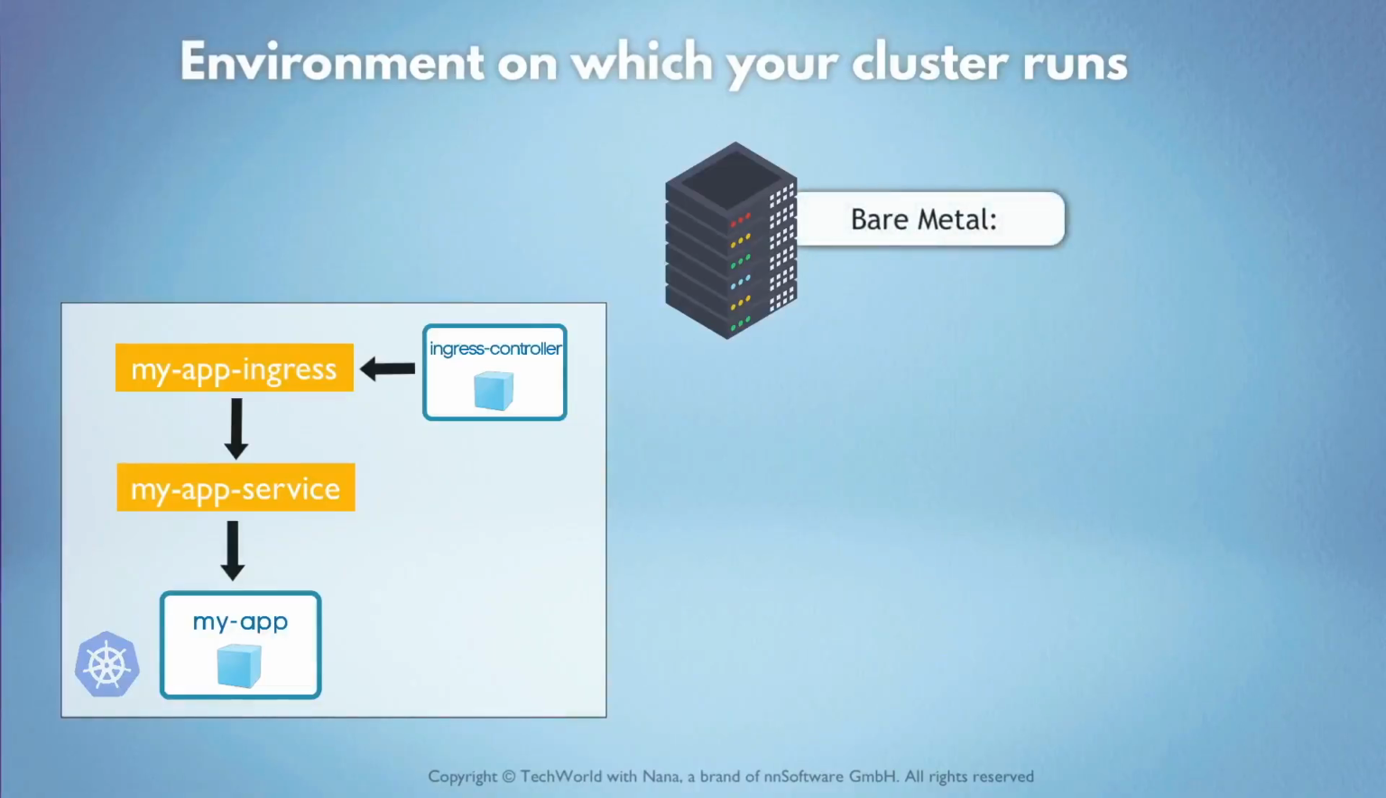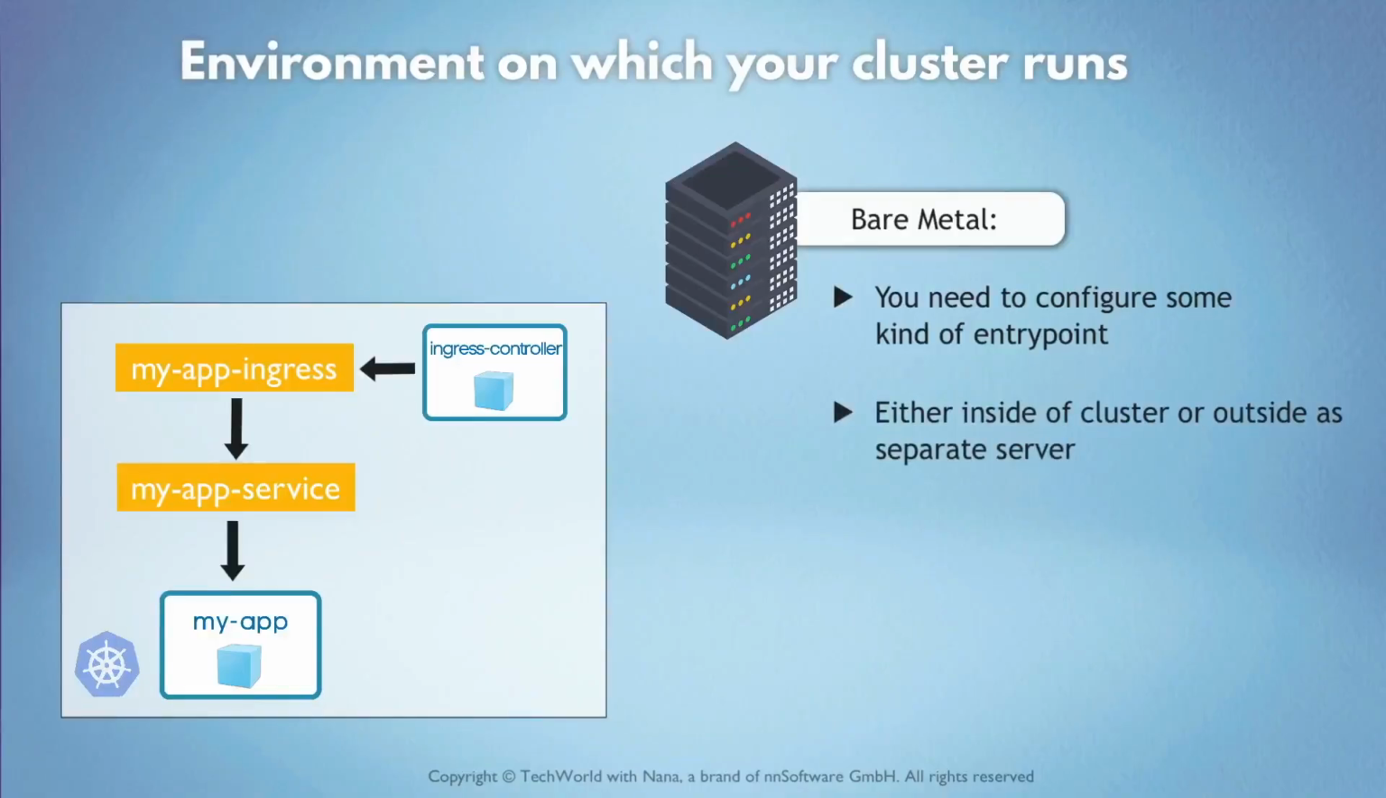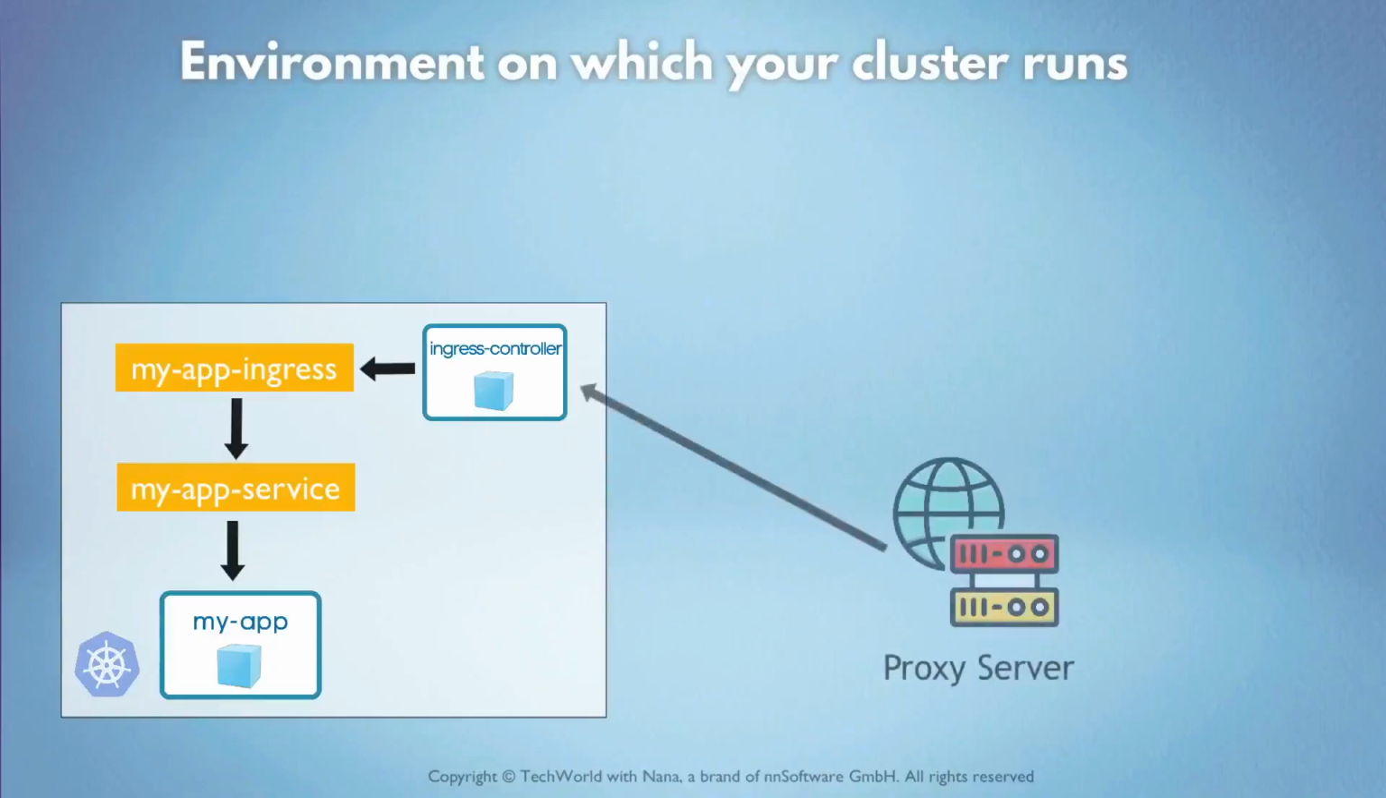So basically, you would have to configure some kind of entry point to your Kubernetes cluster yourself. And there's a whole list of different ways to do that. But generally speaking, either inside of a cluster or outside as a separate server. And one of those types is an external proxy server, which can be a software or hardware solution that will take a role of that load balancer and entry point to your cluster.